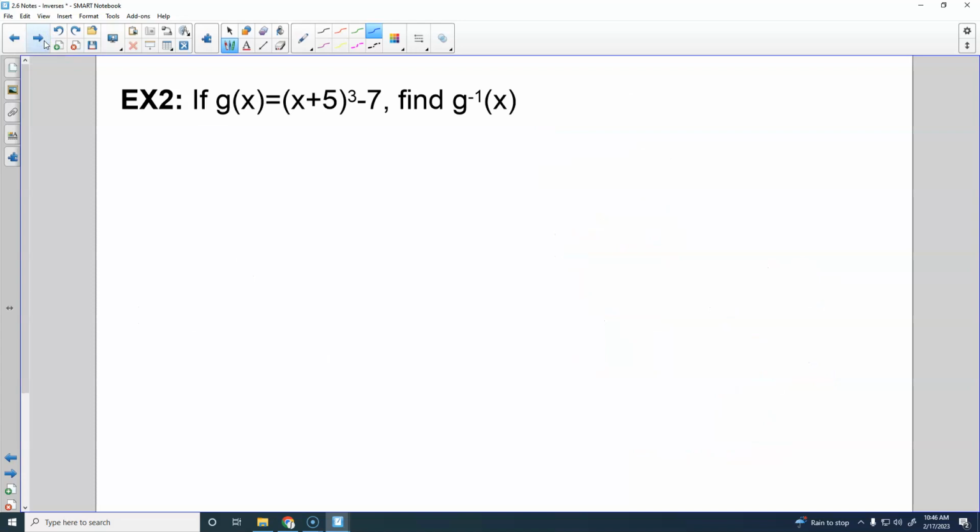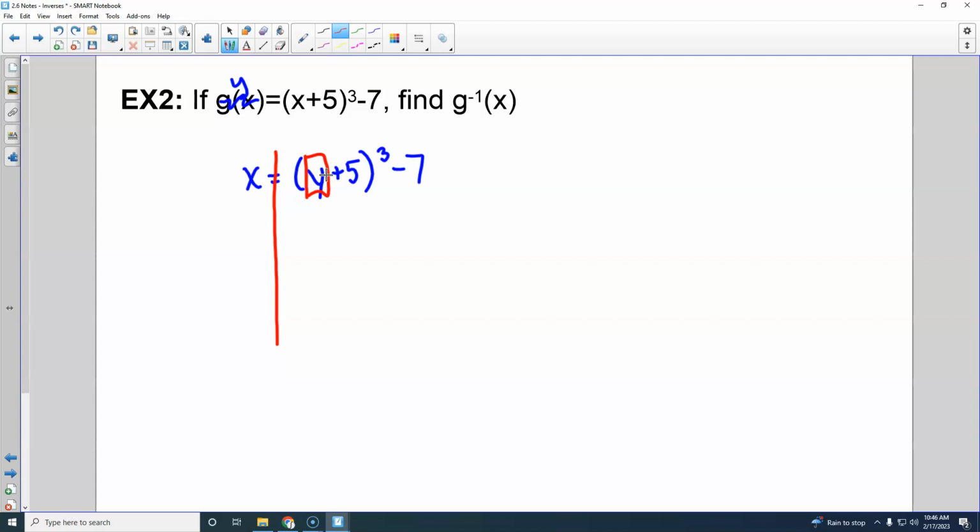Okay, here's another one. We've got g of x equals x plus 5 to the 3rd power minus 7. It's asking us to find g inverse of x. So that g is like a y. We are going to switch the x and y. So we'll have x equals y plus 5 to the 3rd power minus 7. We've got to solve that for this y right here.